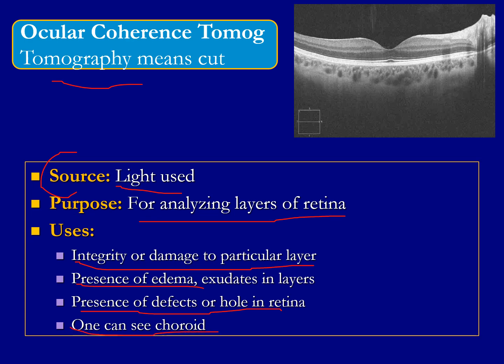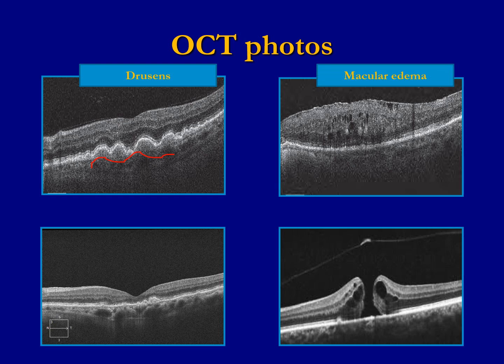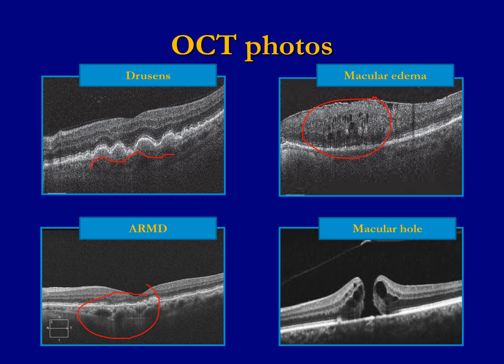Let's see some examples. In the first example, you can see these corrugations. These are the drusens which have elevated the outermost layer, the retinal pigment epithelium. In the next one, these are the inner layers, and you can see small black cystic spaces which are water or edema. So this is macular edema. In the third one, you can see that the outer layers are atrophic, which is seen in age-related macular degeneration. And finally, in this one, you can see a hole in the inner retinal layers, and we call it a macular hole.